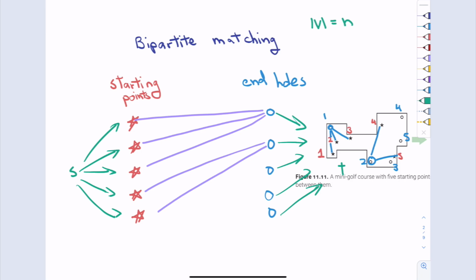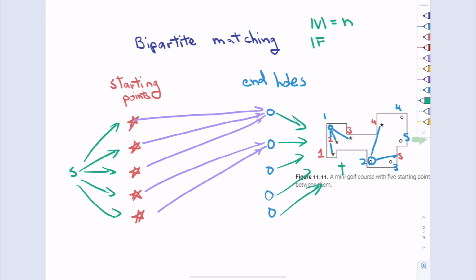Wait, why didn't you include all of the possible paths in this? Oh, I think at some point I didn't draw all the purple lines. I just thought you guys were getting bored, but I would have drawn all of them. Okay, so there's n vertices.